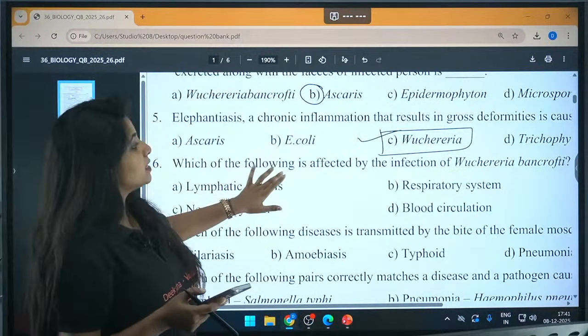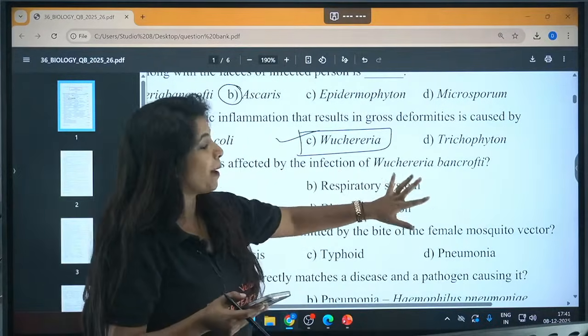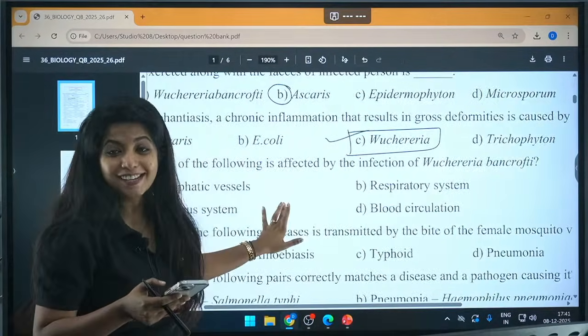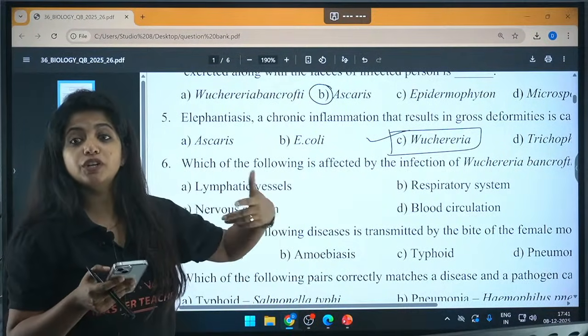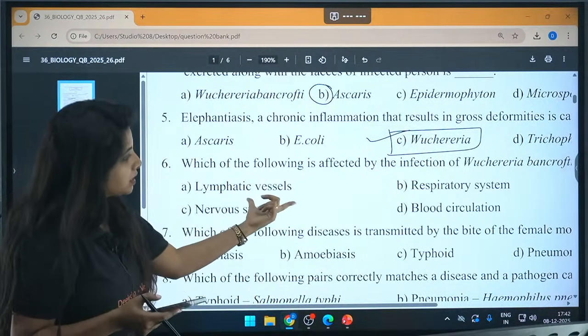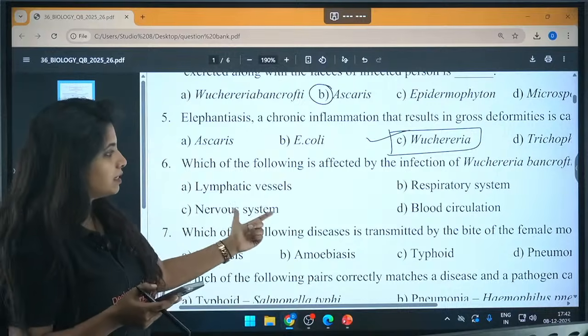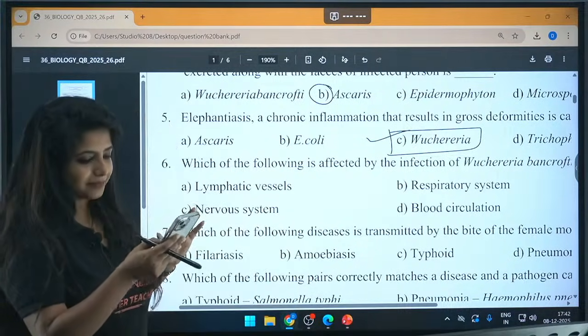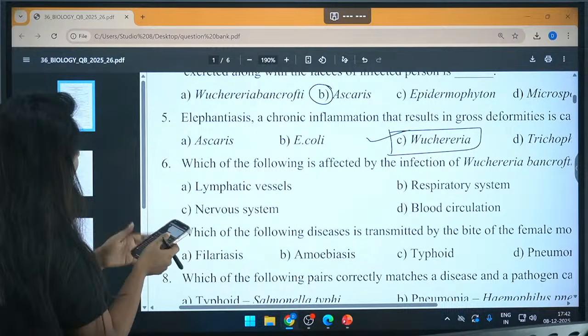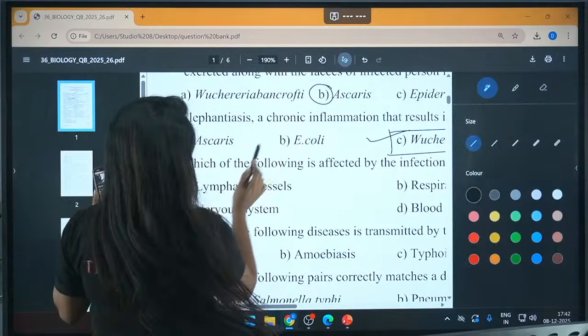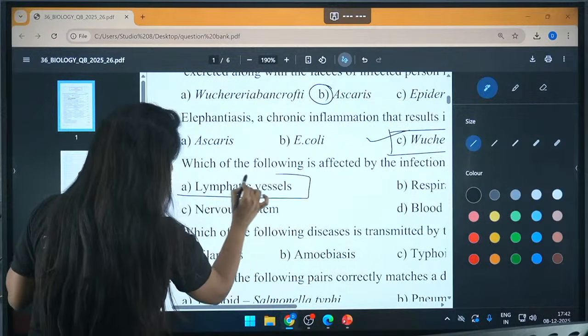Which of the following is affected by infection of Wuchereria bancrofti? Again, same thing that we have discussed. Options: lymphatic vessels, respiratory system, nervous system, blood circulation. Option A, Puttaraju, Karthik, Rukmani, Bhagu, everyone is saying option A. Yes, my dear children, you guys are so attentive. You guys are so good.